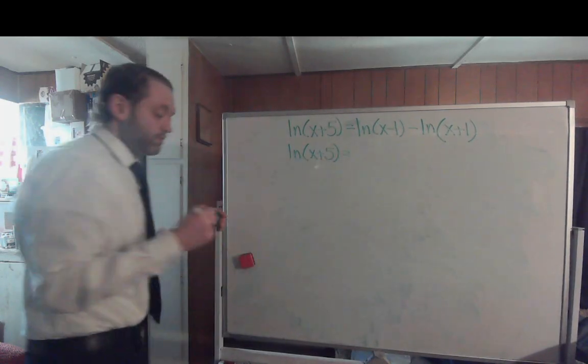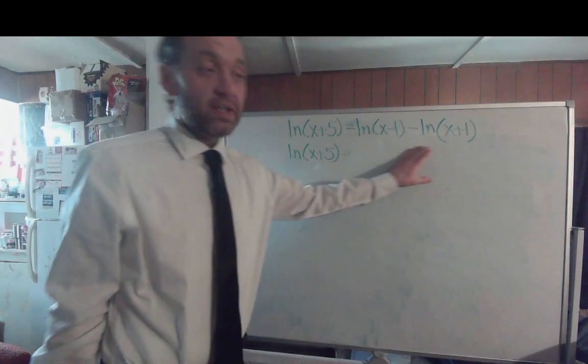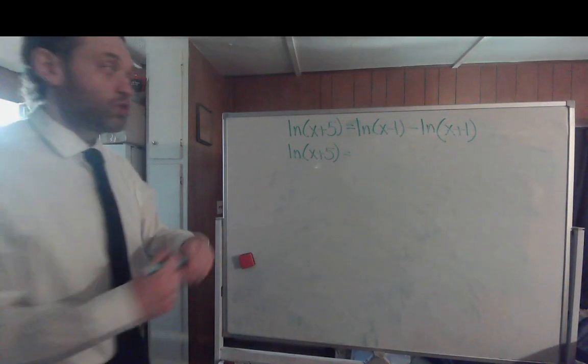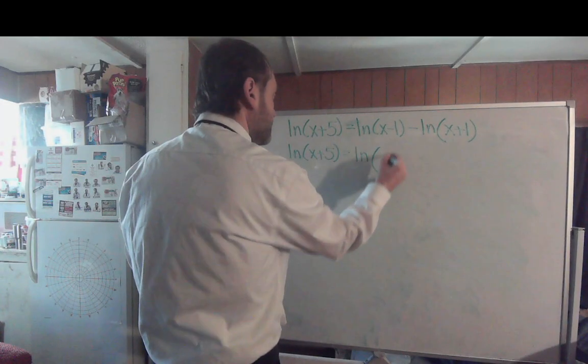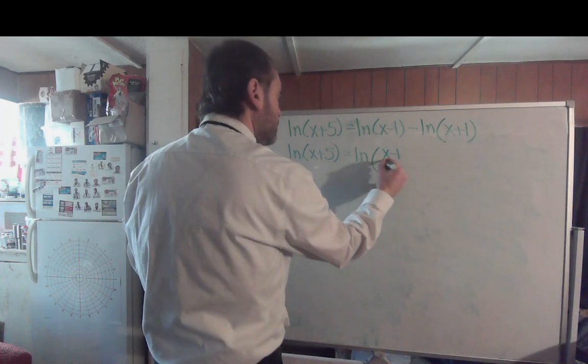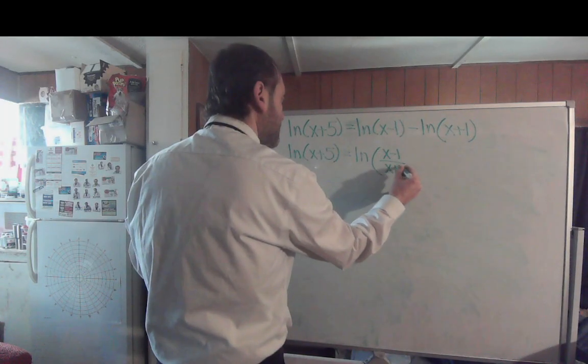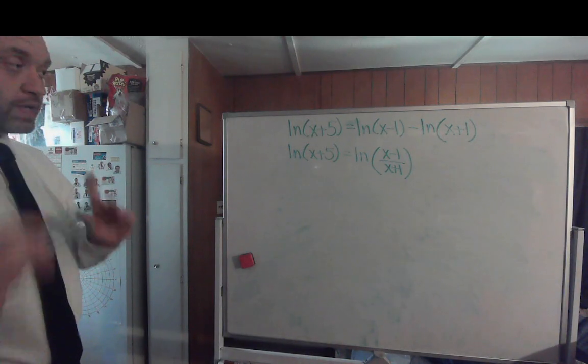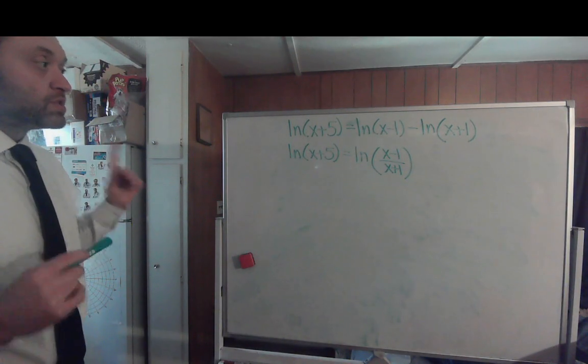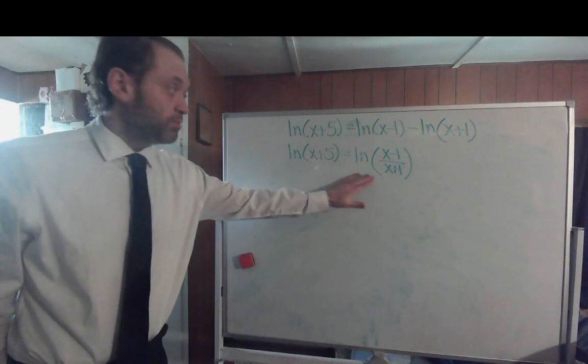But what's true for the right-hand side? You have a difference of two logs, which follows the quotient rule. So this would be equal to the natural log of x minus 1 all over x plus 1. Right? Okay. So now we have it simplified.